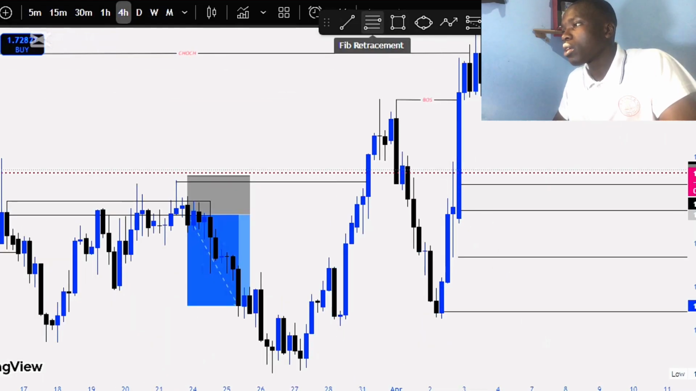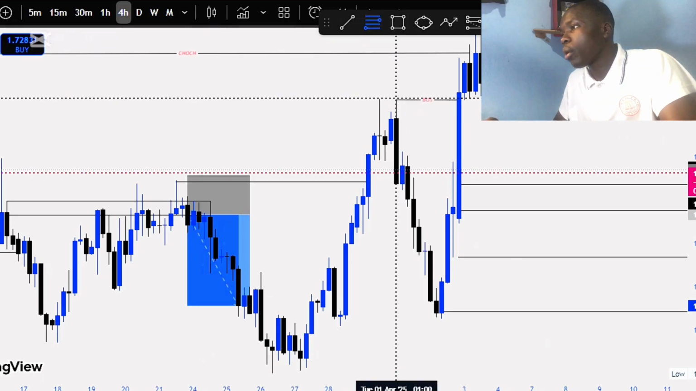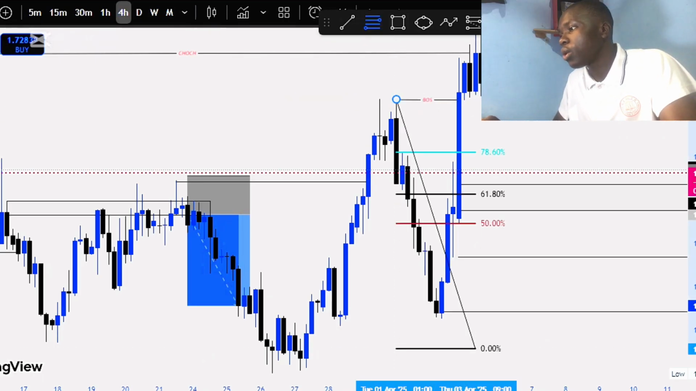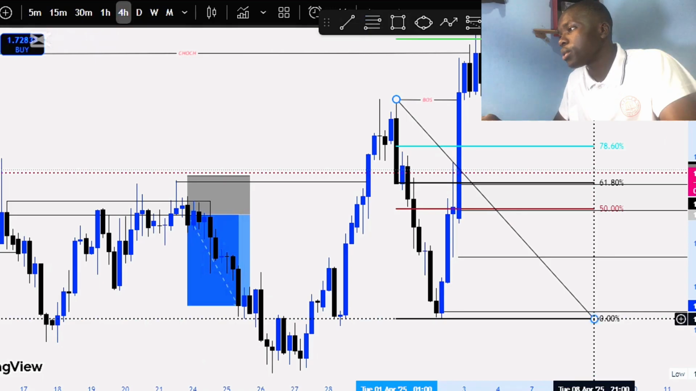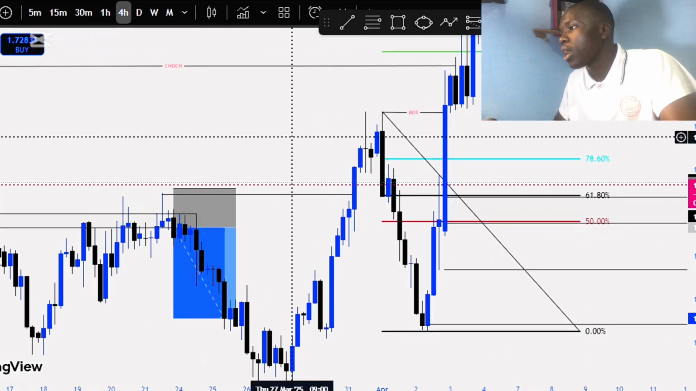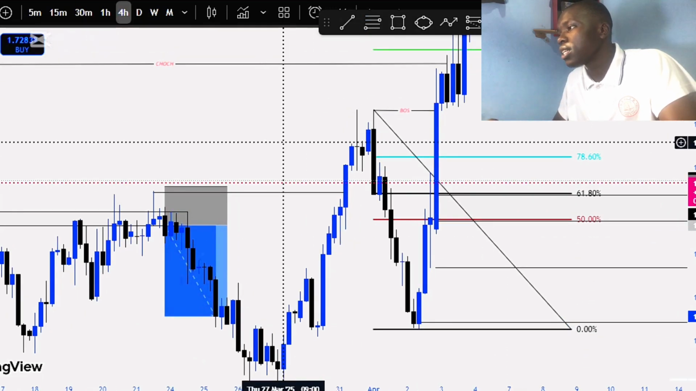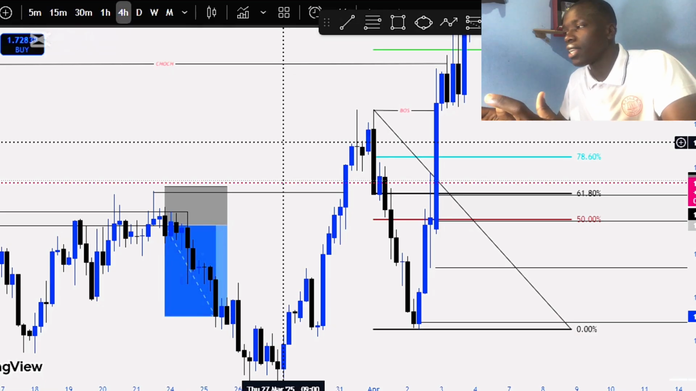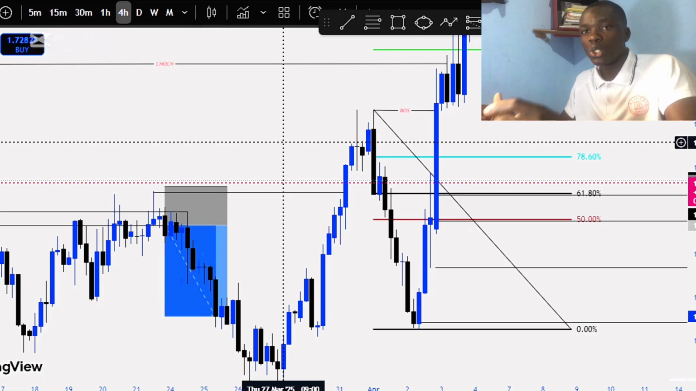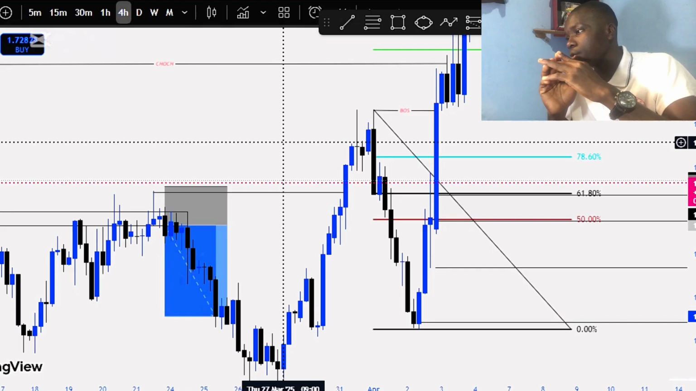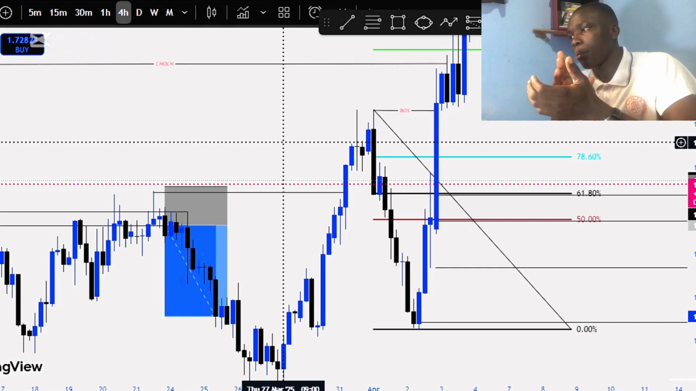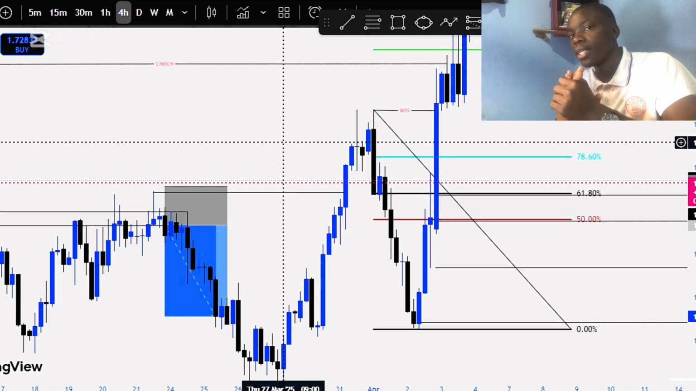After the break of structure, what do I normally do? I take my Fibonacci retracement zone and plot it from the break of structure to the low. That is how I normally do it. I'm targeting the 61.8 and the 50% Fibonacci retracement zone. If you have been following, you know that's my specific point of interest which I always look up to enter my trade.